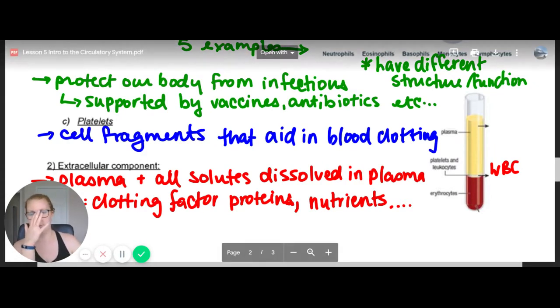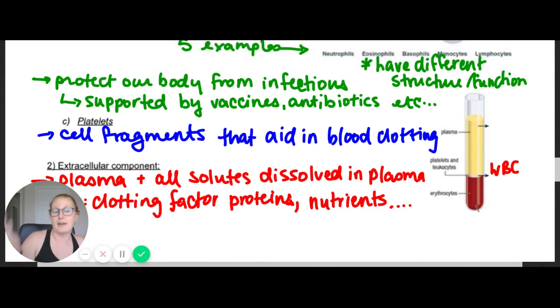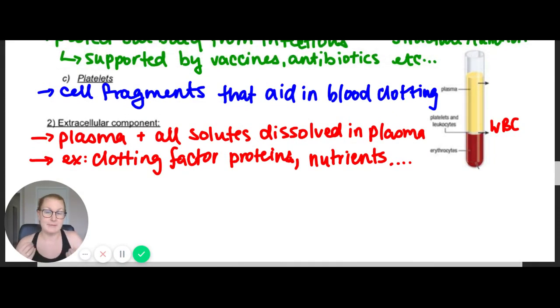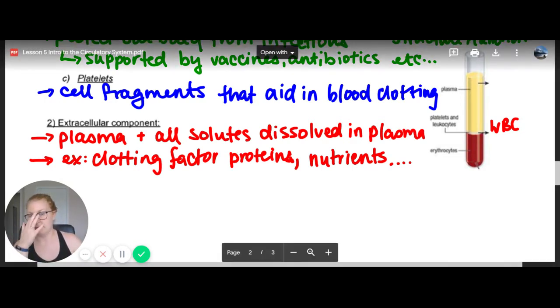Now, to that end, we also have what's called the extracellular component. This is everything else that is not a cellular component. So that includes the plasma, which is very watery. Within the plasma, we have all this other stuff, dissolved solutes. So examples of that are clotting factor, which I mentioned with hemophilia, that allows the platelets to actually come together and seal up a wound. So those are examples of proteins.